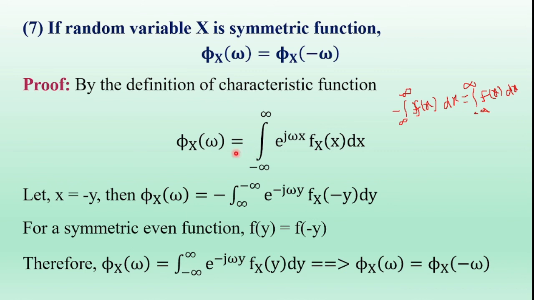So from the definition of the characteristic function, the RHS integral term is pi x of minus omega. So therefore, capital X is a symmetric random variable. Random variable X is a symmetric function. That is, pi x of omega is equal to pi x of minus omega.